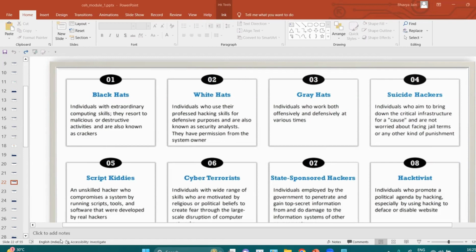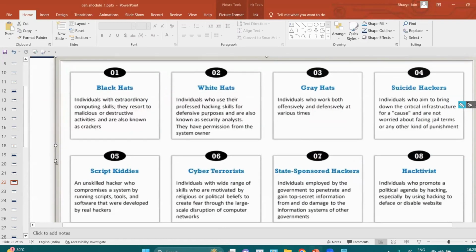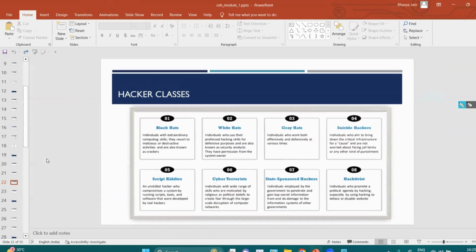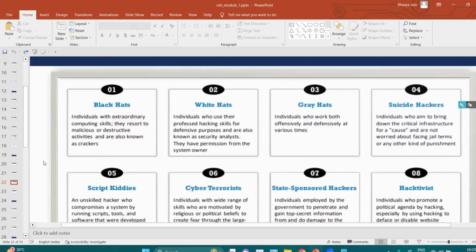Then we have script kiddies. They are unskilled hackers who compromise systems by running scripts or tools. They don't have any particular knowledge or skills. They just take some malware or tools from the internet and apply the attack. So they are not as harmful for the company, because they don't have that much skill to attack any large enterprise. So they are known as script kiddies.